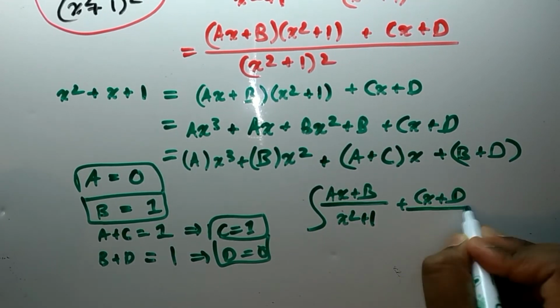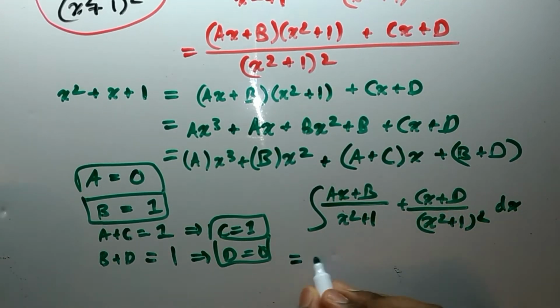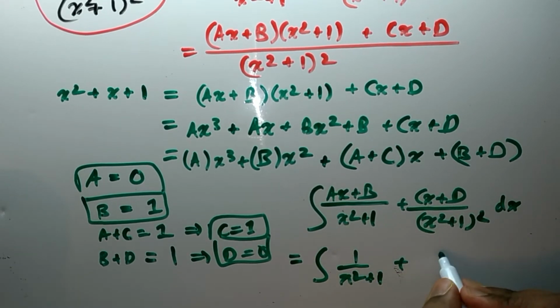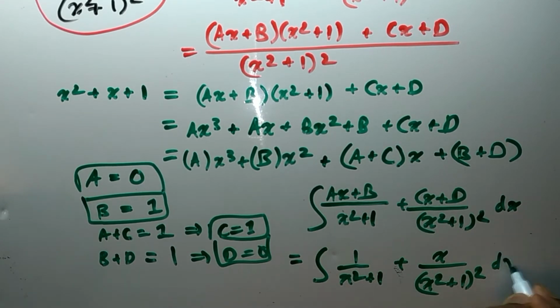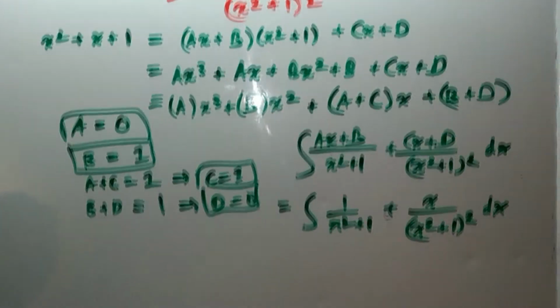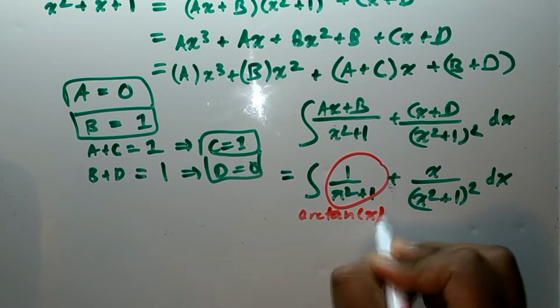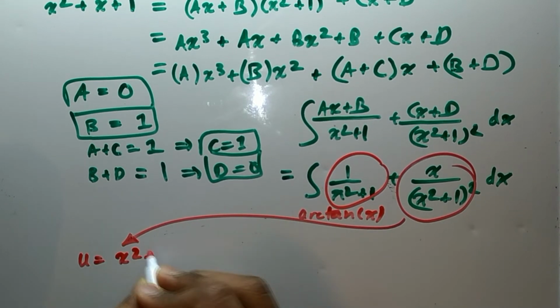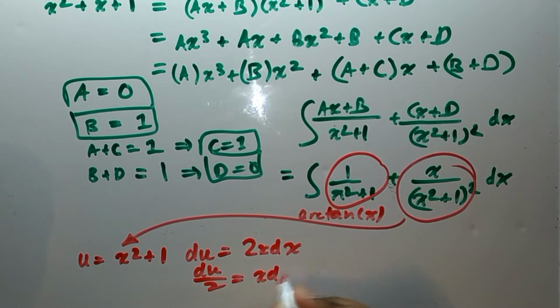We can plug it into the formula, which is ax plus b over x squared plus 1 plus cx plus d over x squared plus 1 squared. And we're just going to get 1 over x squared plus 1, plus x over x squared plus 1 squared. So the first one we know is just going to be arctan. And the second one, we can do a u sub to solve this. So we're going to let u equal x squared plus 1, and du is just going to be 2x dx. And then isolate for x.